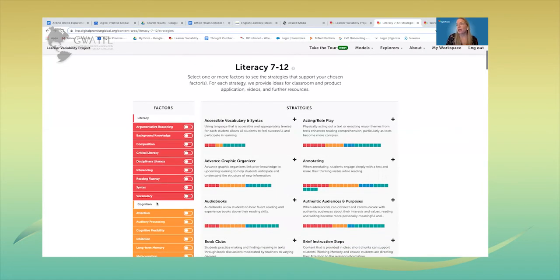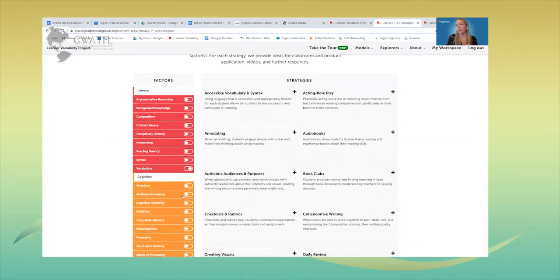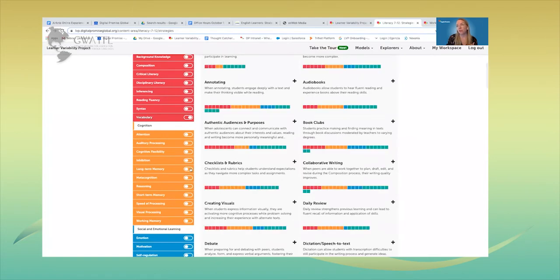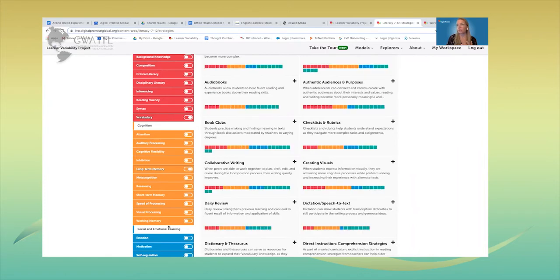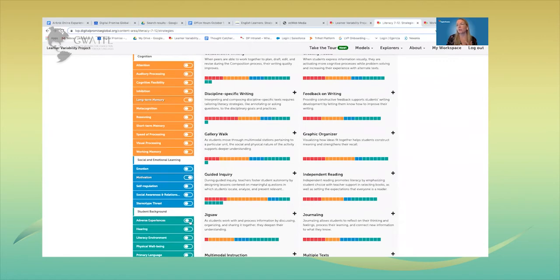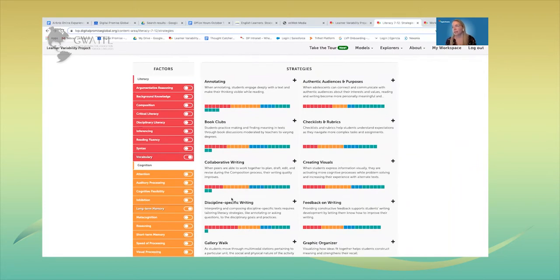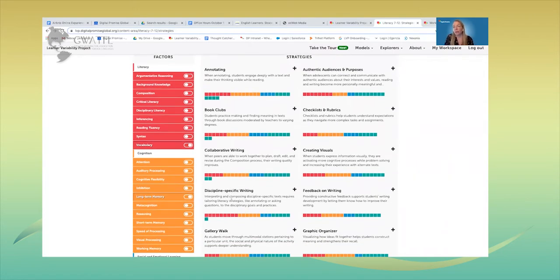And so if you come to the strategies tab, you can pick several factors. And as you select different factors, you can see the strategies start to change a little bit, and it is sorting them into strategies that address all of the factors that I've selected. And so in this way, you can identify and narrow down to a select group of strategies that will really give you the most bang for your buck, so to speak, when it comes to supporting your students.